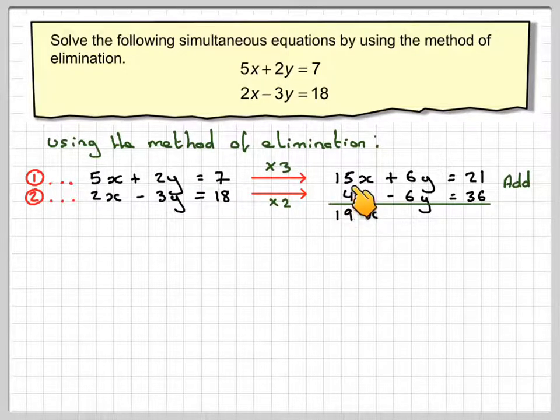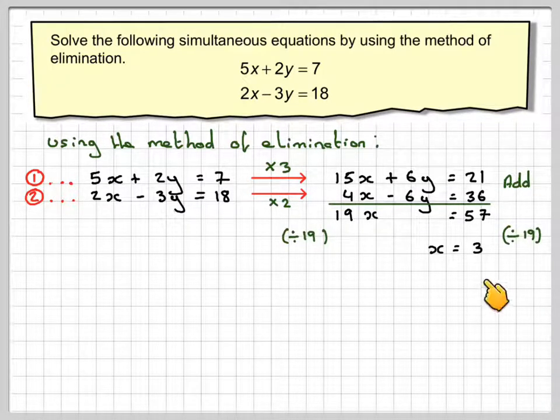Okay, so that gives you 15x plus 4x, which is 19x, and we're adding because the signs here are different. So plus 6y minus 6y gives nothing, and then 21 plus 36 gives 57. And then if we divide both sides by 19, we're going to get that x is equal to 3.